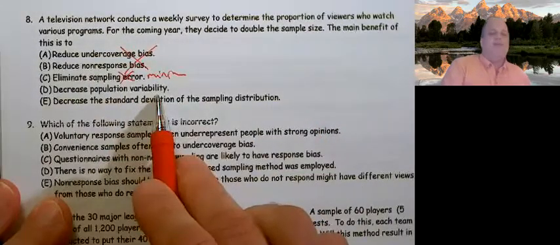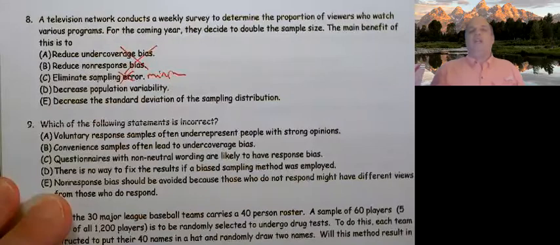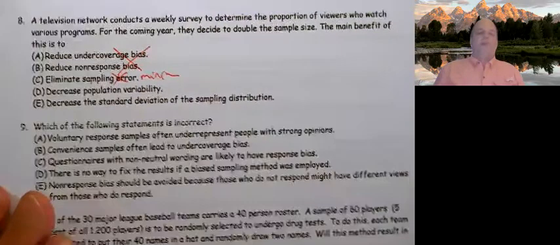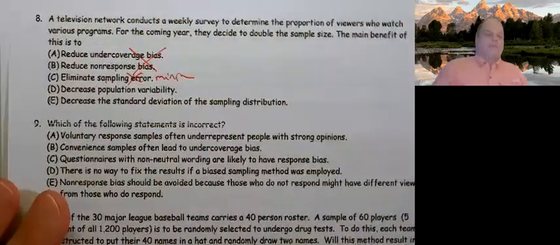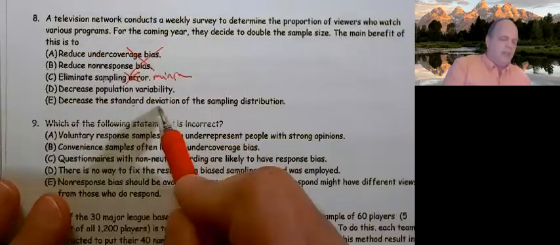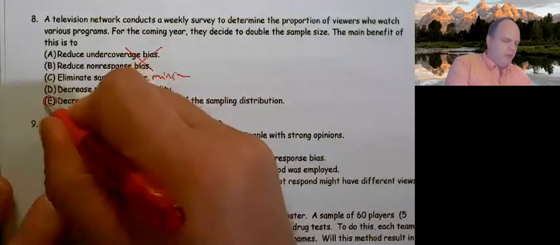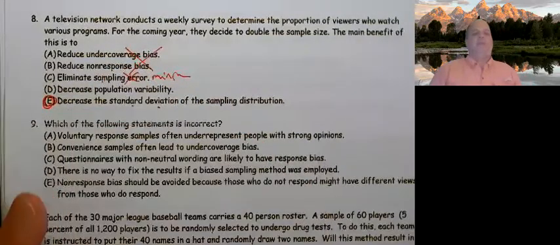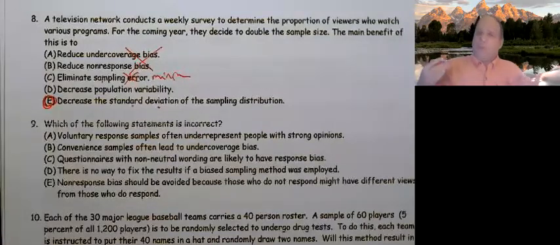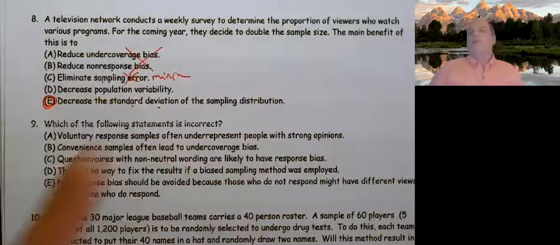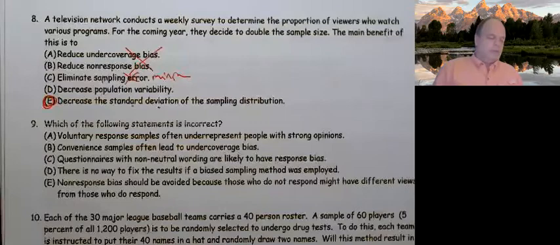Decrease the population variability. You can't change what the population is. The population is what it is. But we can decrease the standard deviation of the sampling distribution. Letter E, we can decrease the standard deviation of the sampling distribution. We can also decrease the sampling error, which means the same thing, but we cannot change it for the population. The population is what it is.